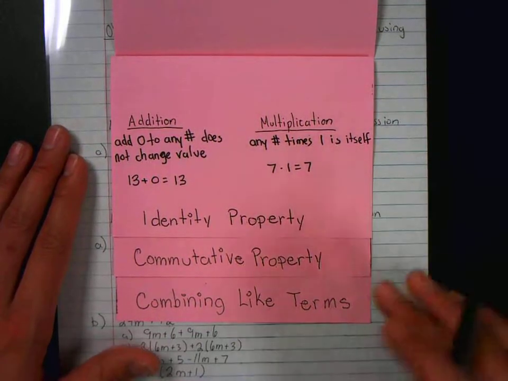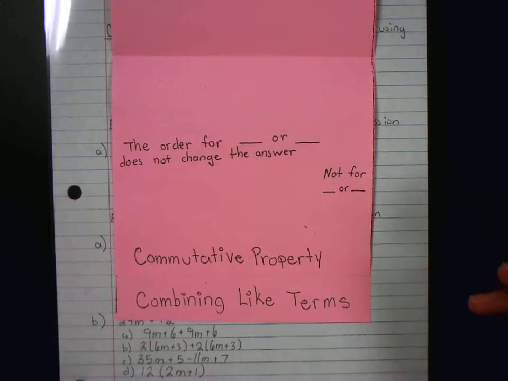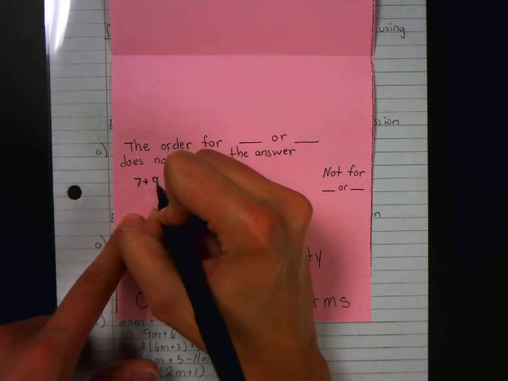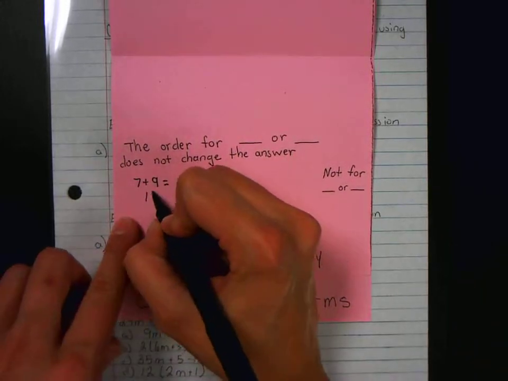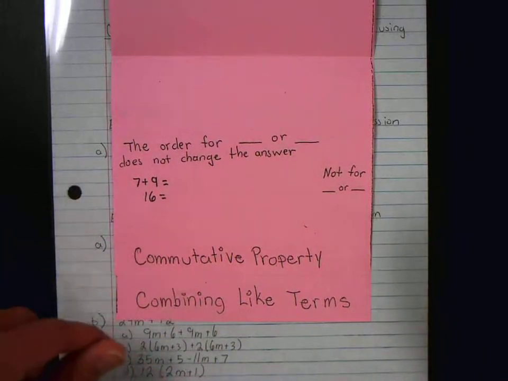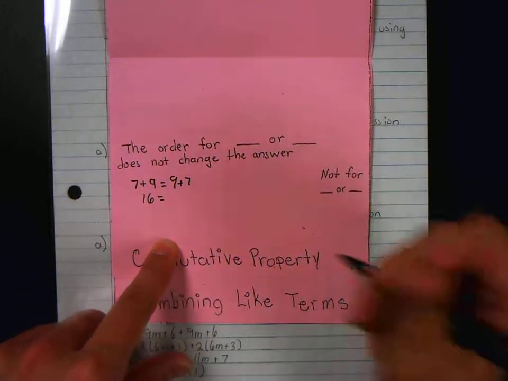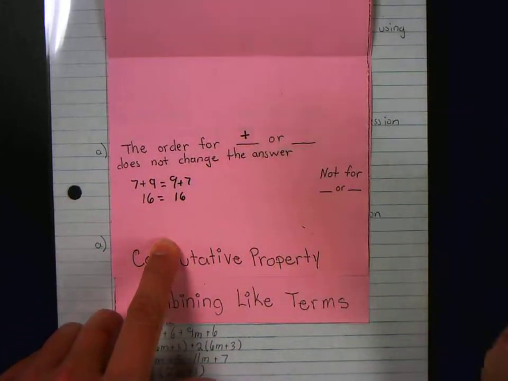Commutative property. Again, this is just for addition or multiplication. The order for blank or blank does not change the answer. I'm actually going to start with an example to figure out our blanks here. Let's say I've got 7 plus 9. 7 plus 9 is 16. If I change the order and I have 9 plus 7, what's my answer? It's still 16. So we know that for addition, it doesn't matter about our order.